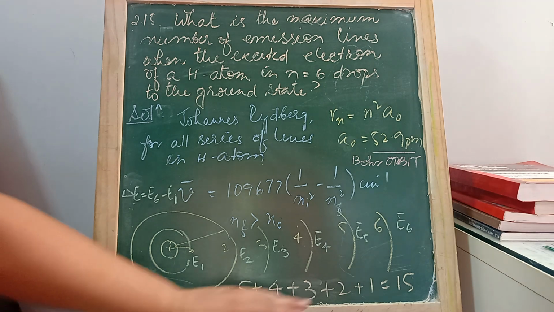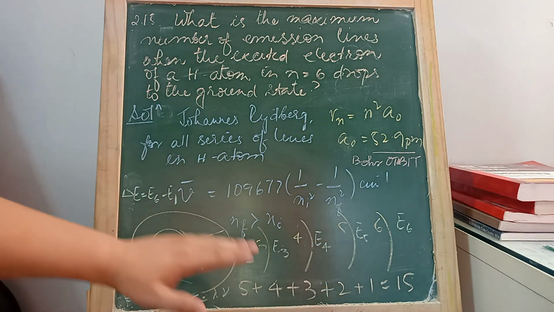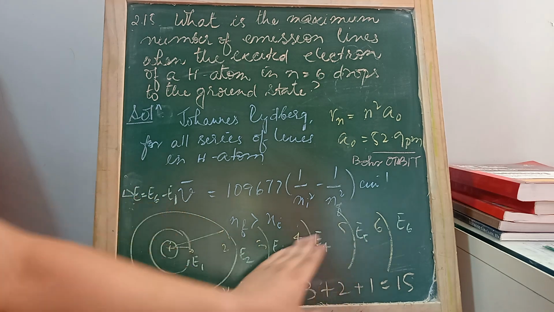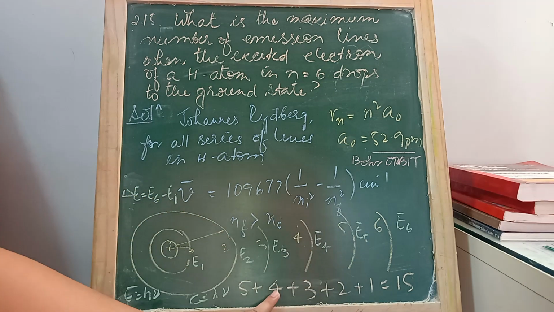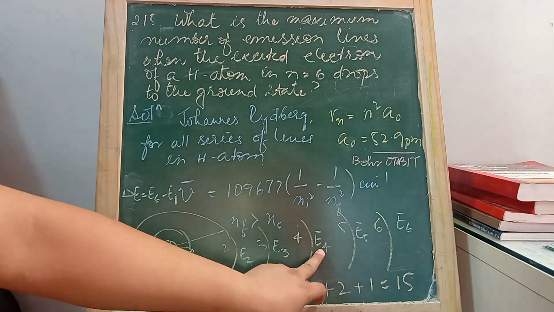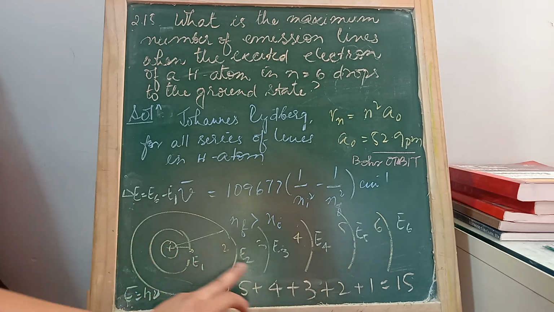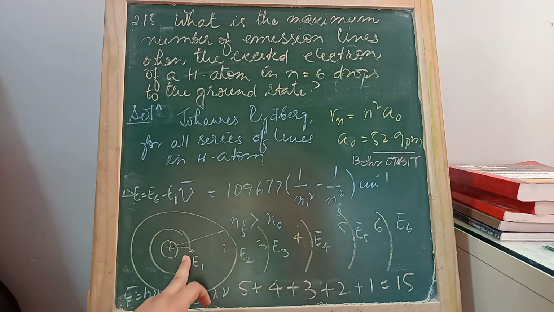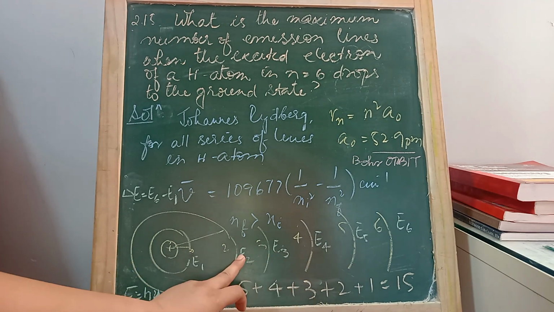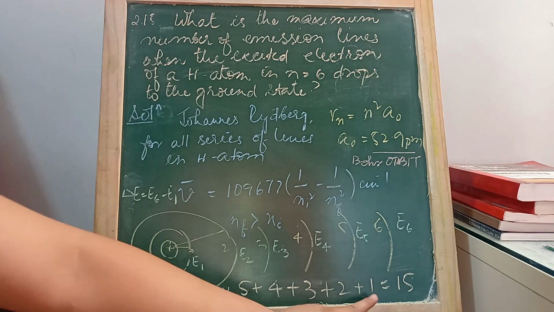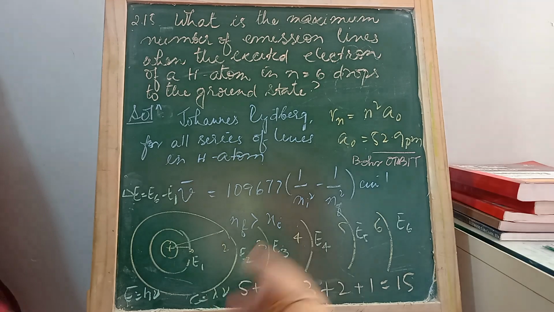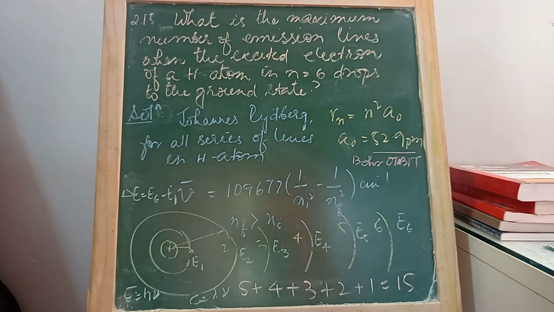So if it jumps from 6 to the inner orbits, there are 5 possible jumps, right? If it jumps from 5, it'll be 5 to 4, 5 to 3, 5 to 2, 5 to 1. So there are 4 possible jumps. If it jumps from 4, 4 to 3, 2, 1, so there are 3 possible jumps. If it jumps from 3, there are 2 possible, E3 to E2 or to E1. If it jumps from E2, there's only 1 possible jump, E2 to E1, right? So these are the possible shifts of the electron from the different orbits.